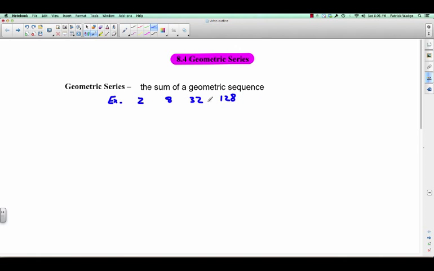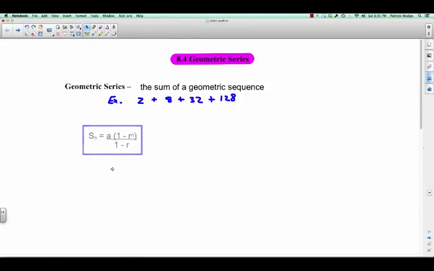Now if I just list those terms with commas between them, it's a geometric sequence. All I have to do to make it a geometric series is plus, plus, plus. Okay, there are infinite geometric series. They're very, very interesting actually. We'll do them next day. Today they'll all be finite, all our series.